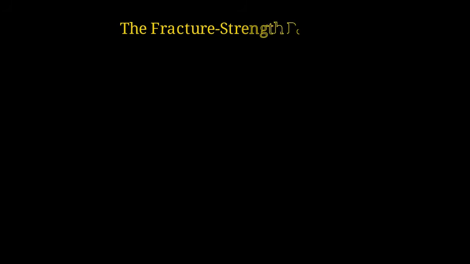Welcome to this lecture on one of the most fascinating paradoxes in nanoscale materials science, the fracture strength paradox. Nanowires and nanotubes are incredibly strong, often approaching theoretical strength limits. Yet, they can catastrophically fail under the tiniest perturbations, like a single atom adhering to their surface.